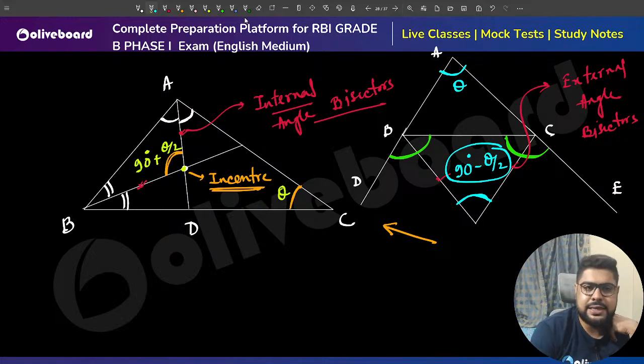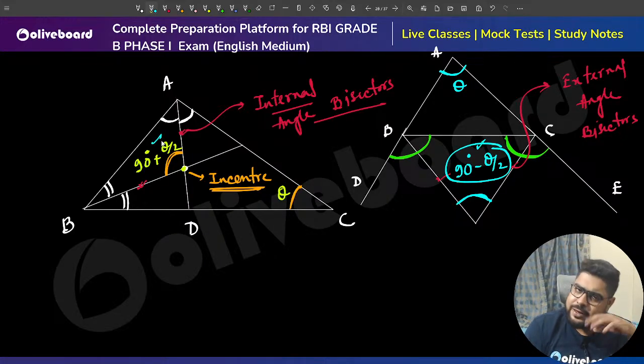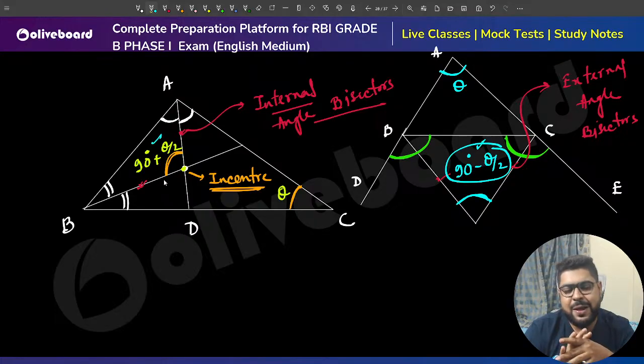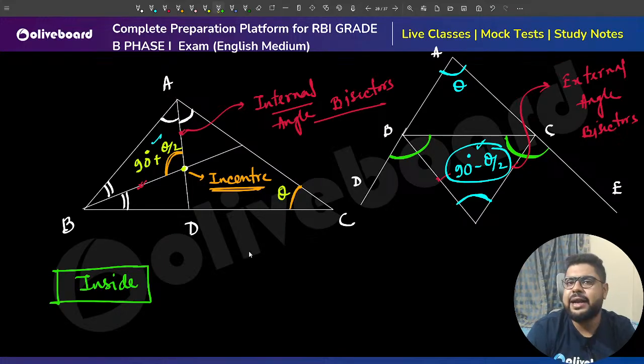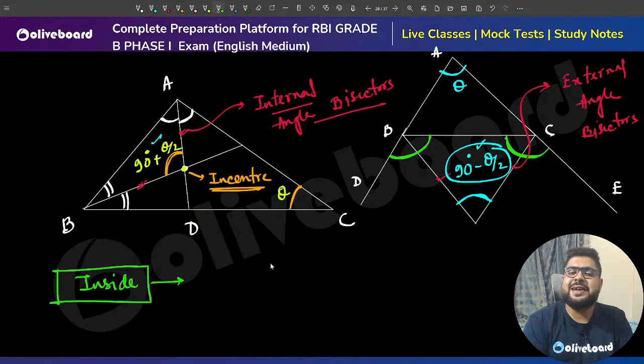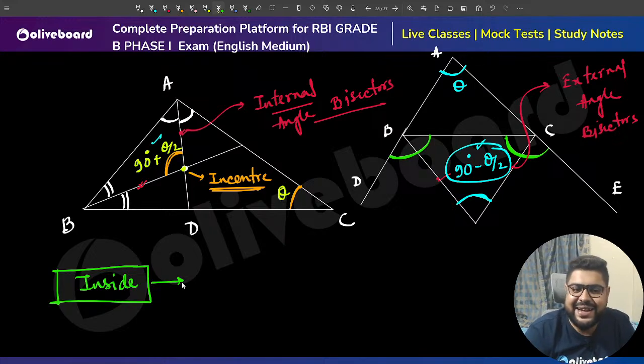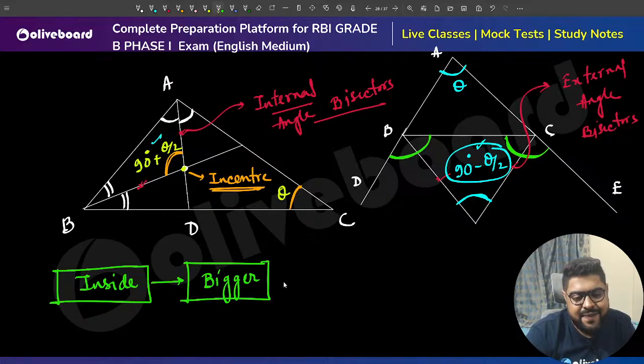Now there is a strong chance, I've seen students get confused about where to put minus and where to put plus. First things first, let's see one very simple thing. This angle looks big, it's bigger than 90 degree. Or you can also remember, if it is inside, it is like I always say, you think it is more valuable, so that is why it is bigger. Bigger means it will be 90 degree plus theta by 2.